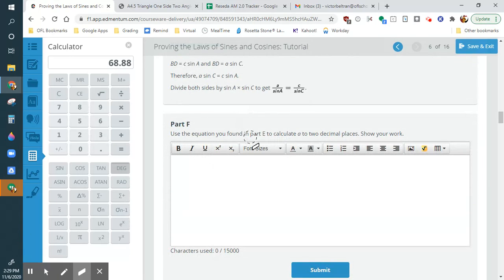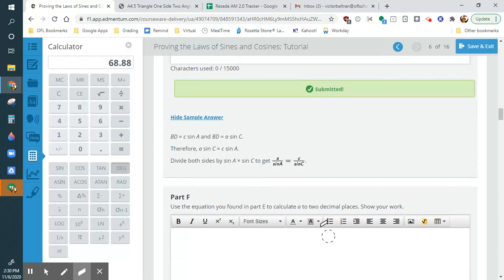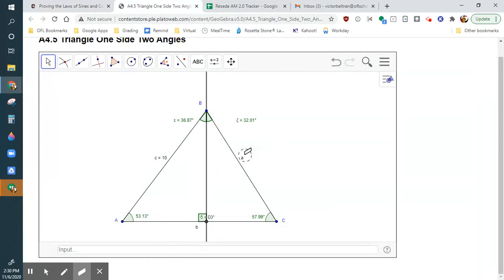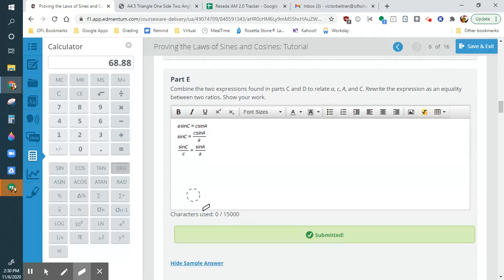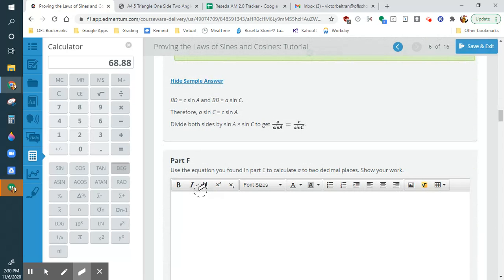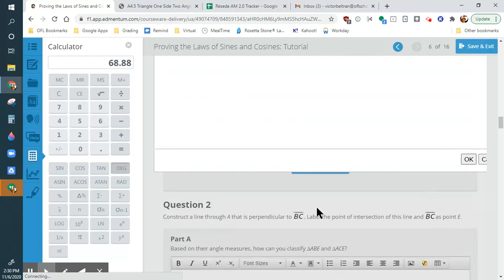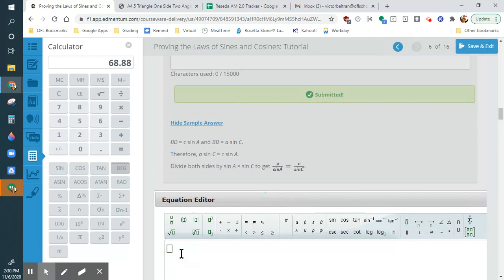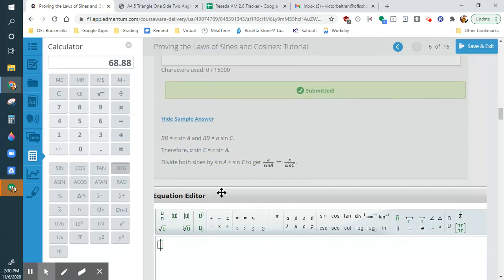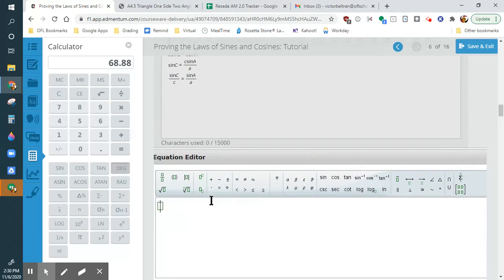So now use the formula part E to calculate the decimal place of this. So we're going to use the formula to calculate A. Calculate A. Oh, this A. I see what they're doing. All right, so we're going to use this formula here, sine of C. So give me a second. I'm going to use the formula I wrote instead of their formula.